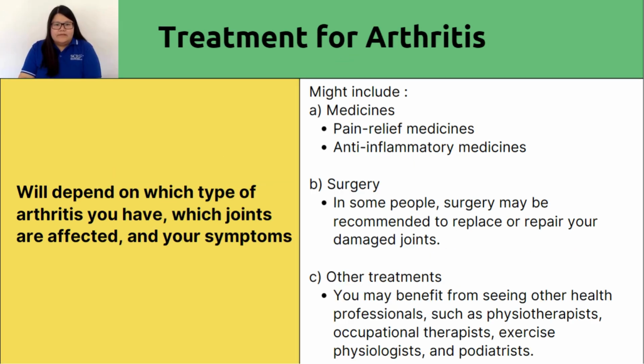Now I will take us deeper into the topic by exploring specific musculoskeletal disorder treatment. While there are many musculoskeletal disorders, I'll focus on three examples: arthritis, back pain, and bursitis. Let's begin with arthritis. For arthritis treatment, the approach depends on the specific type of arthritis you have, which joints are affected, and your individual symptoms.